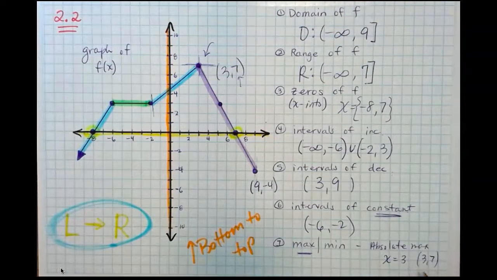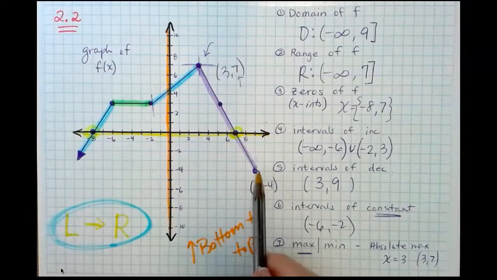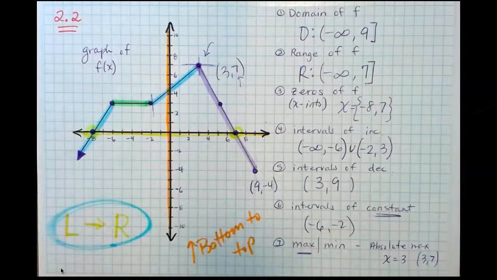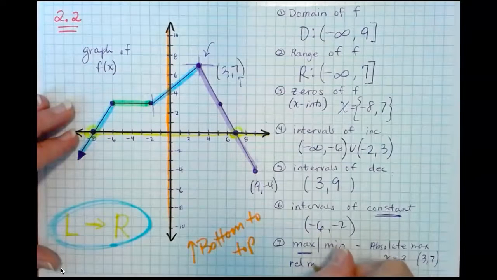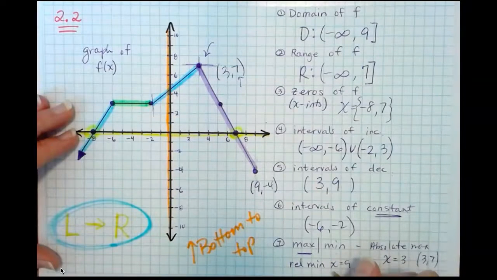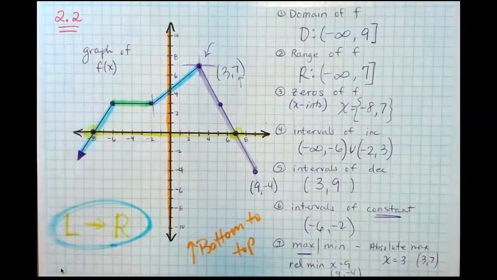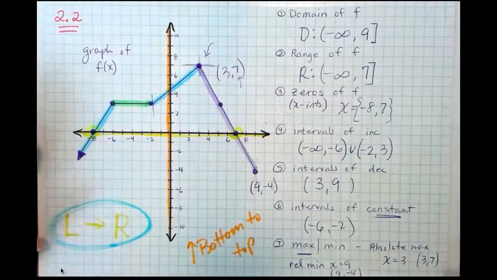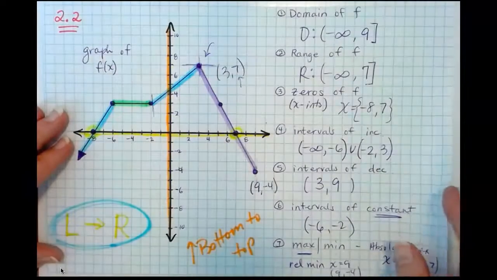So if we have an absolute max at 3.7, do we have a min? We do have a relative minimum value right here. So we could say this is a relative min, and that relative min is at x equals 9, or the point (9, -4). So that is a lot of questions about this graph.